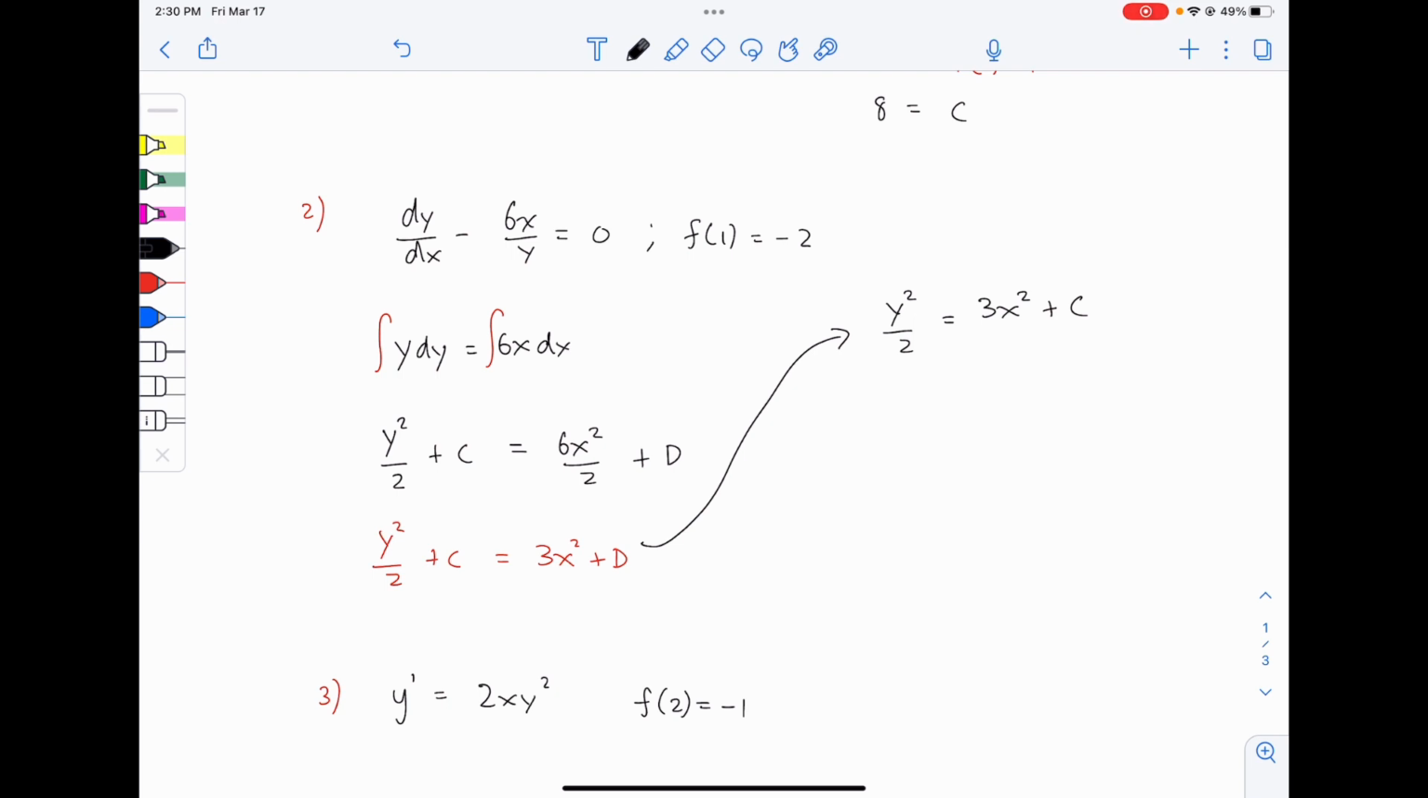At this point, you can multiply both sides by 2 if you want, or you can go ahead and plug in the 1 and the negative 2. It's completely up to you. So some people like to go like this, and then plug in the 1 and the negative 2. But others, because they don't want to waste time, plug the 1 and the negative 2 in right away, which is what I'm going to be doing. Negative 2 squared over 2 is equal to 3 times 1 squared plus c. This is 4, but 4 divided by 2 is 2. 2 is equal to 3 plus c. Eventually, you get negative 1 is equal to c.